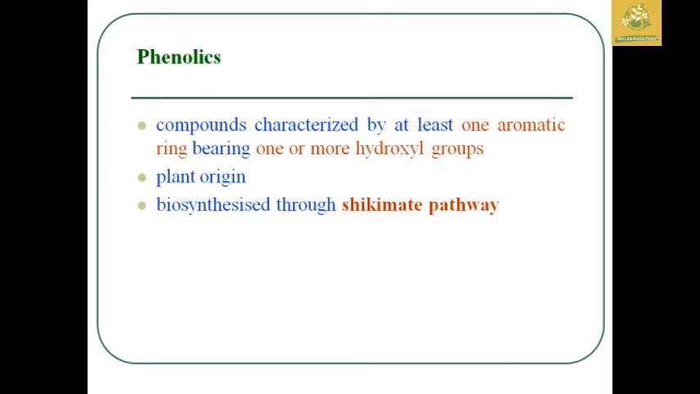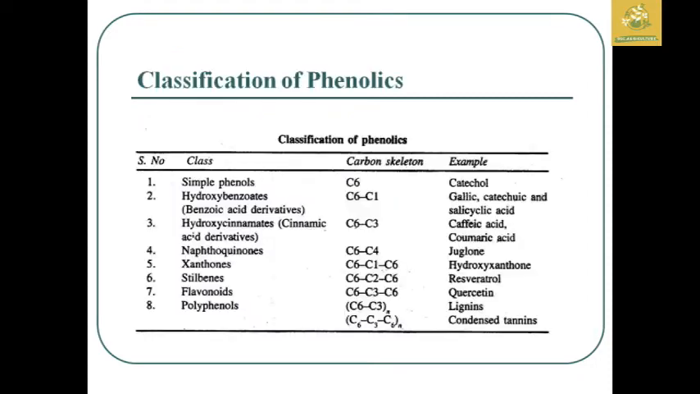So the first one is phenolics, which are compounds containing at least one aromatic ring bearing one or more hydroxyl groups, which are mainly of plant origin, and which are mainly biosynthesized by the Shikimate pathway. That is how the phenolics are produced. I have given the classification of phenolics. As far as I know, there are around 8 classes of phenolics, classified based on their carbon skeleton. I have also given examples for them.